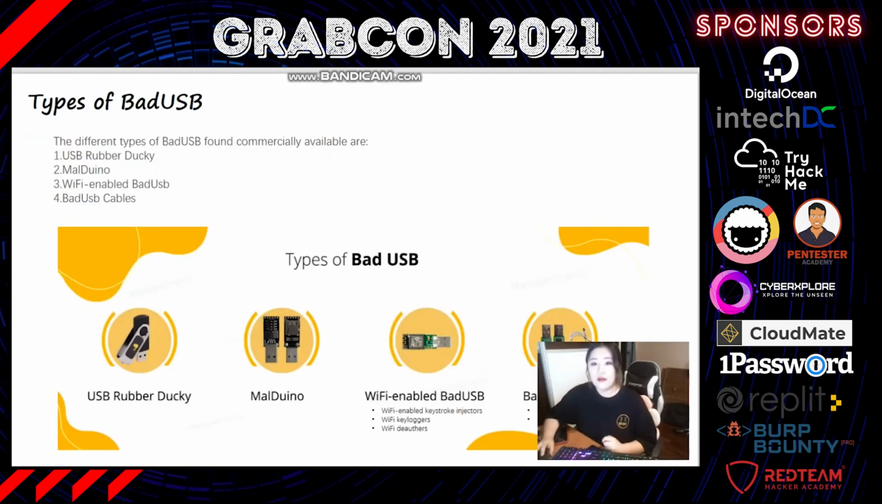Alright, so what are the types of bad USB? There are normally four types of bad USB that are commercially available: the bad USB rubber ducky, which is very popular, very normal; the Malduino, which you can see is just like a board; the Wi-Fi enabled bad USB; and the bad USB cable. We'll introduce them one by one.